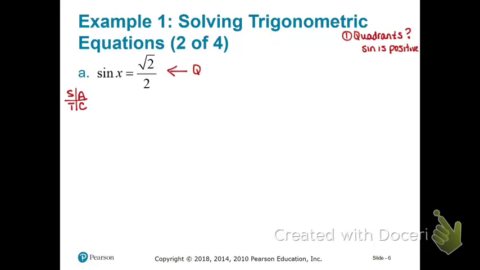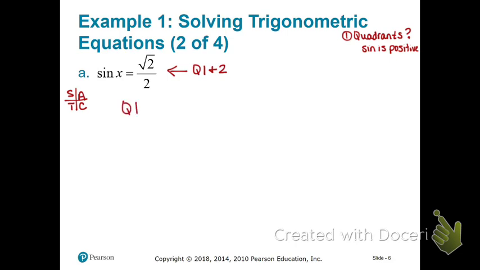Okay, to solve the trig equation, first thing you need to do is think about what quadrant you're in. And here we're looking for what angle is the sine value going to be the square root of 2 over 2. And so we're looking for where sine is going to be positive. And that's in quadrants 1 and what? Good. All right, so we're going to have two answers here.